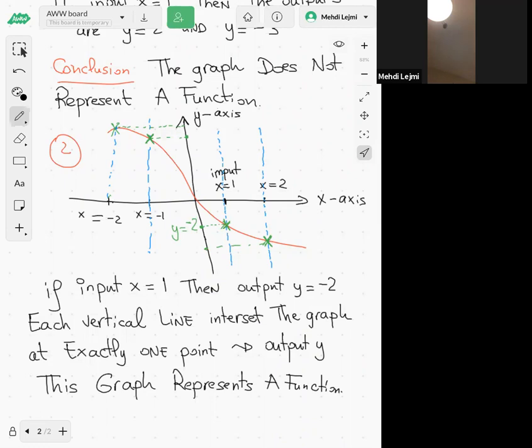In general, guys, when you have a graph and you want to determine whether it represents a function or not, we can use what we call the vertical line test. So what's the vertical line test? A vertical line can intersect the graph at no more than 1 point. Because if a vertical line intersects the graph at more than 1 point, say 2 points, it means you're going to have two possible outputs.